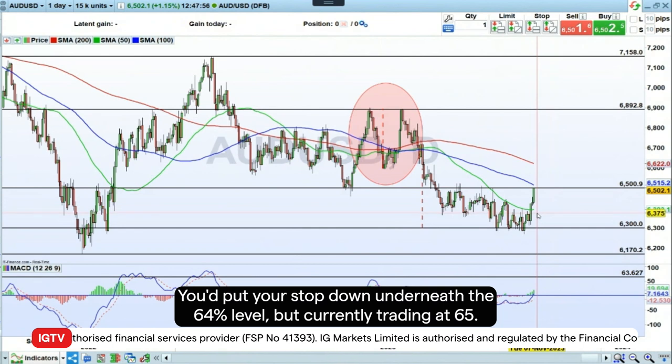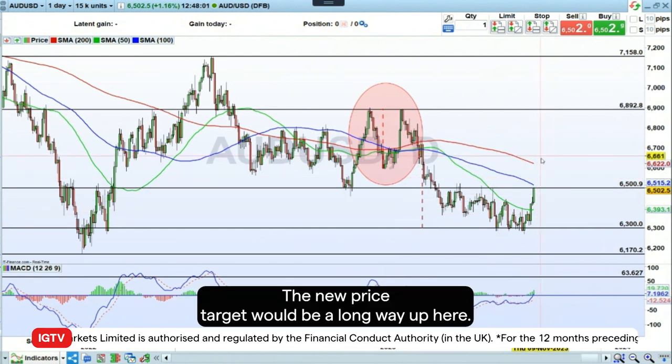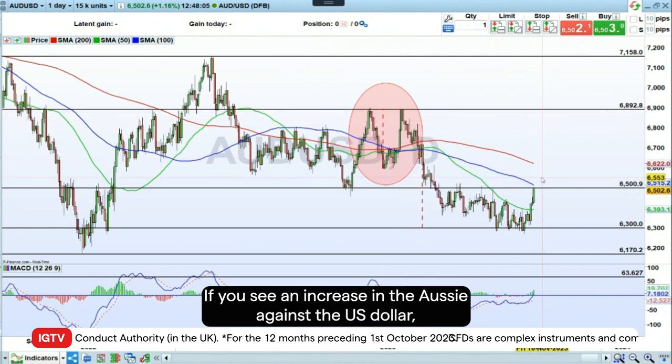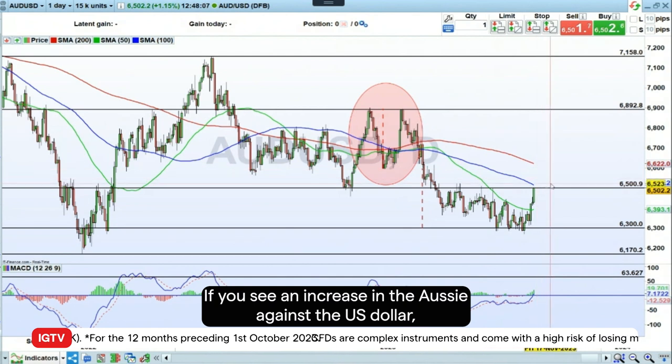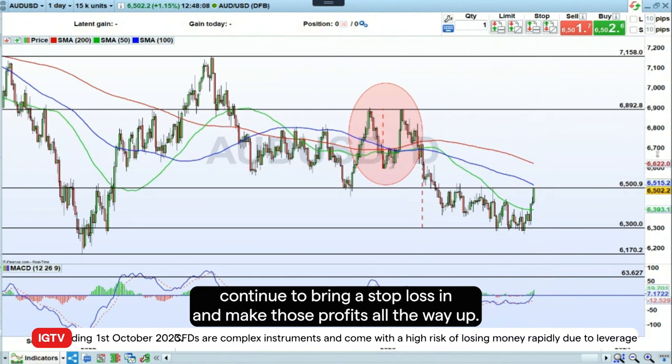You'd put your stop down underneath the 64 cent level. We're currently trading at 65. The new price target would be a long way up here, but taking profits all the way. If you see an increase in the Aussie against the US dollar, continue to bring a stop loss in and make those profits on the way up.